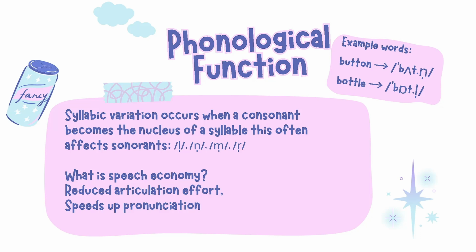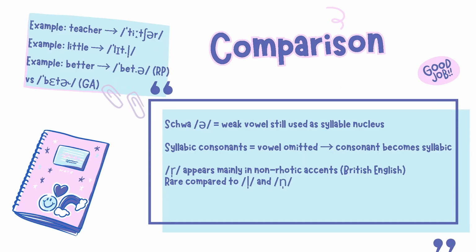Okay, on the next slide, I will compare the syllabic consonants with the schwa sound. The schwa is still a weak vowel, while a syllabic consonant removes the vowel completely and lets the consonant become the center of the syllable, like in little. We can also see a variation of syllabic r, which appears mostly in non-rhotic accents, such as British English, where r is not always pronounced strongly. For example, better is pronounced one way in British English, but better is pronounced differently in American English. So syllabic r is less common than syllabic l and n.